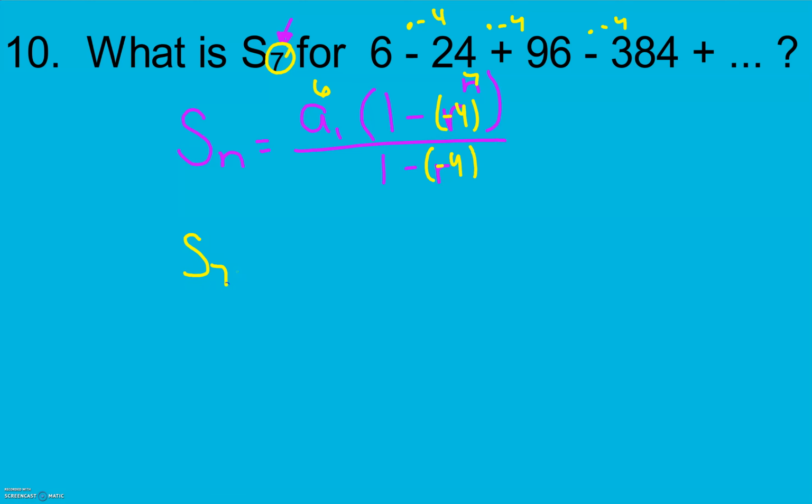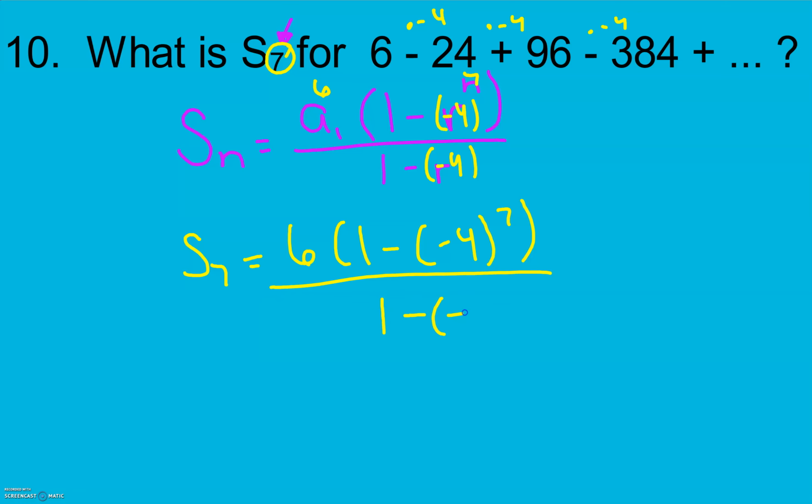So our sum of the first 7 terms is going to be 6 times 1 minus -4 to the 7th power divided by 1 minus -4. Be very careful right here, guys. That -4 goes in parentheses because the sign there matters. Here it worked out either way, no matter how you did it, but it doesn't always. So depending on if your exponent is even or odd, you have to have that in parentheses.